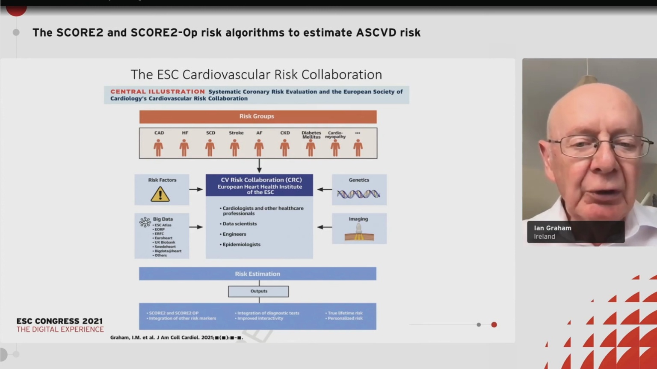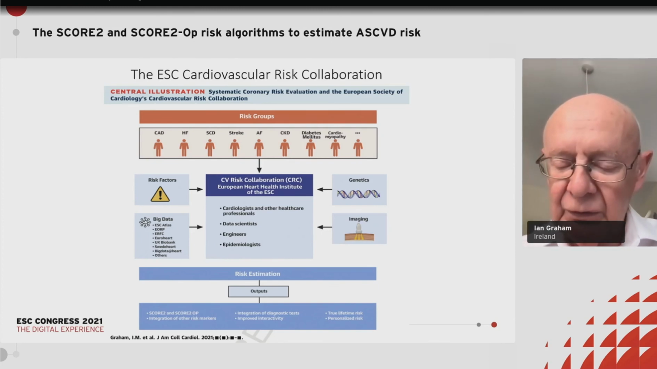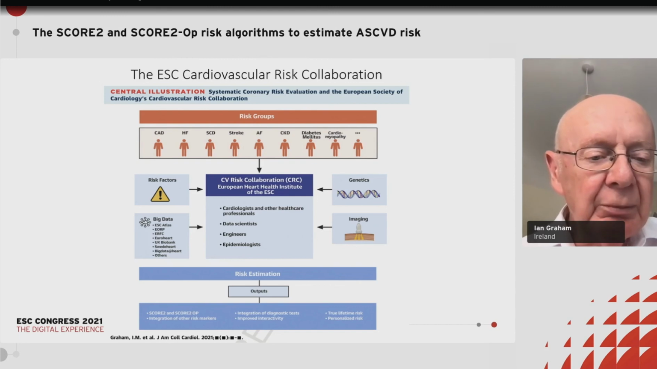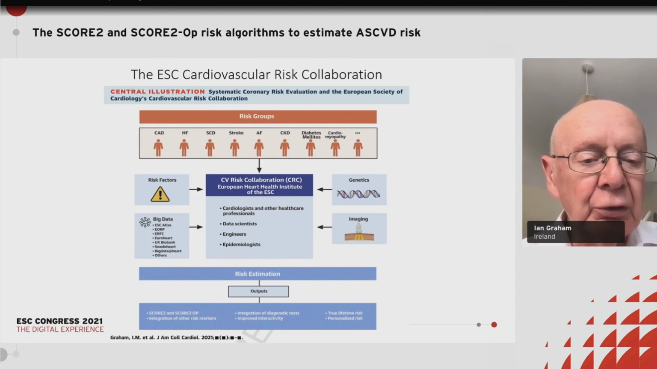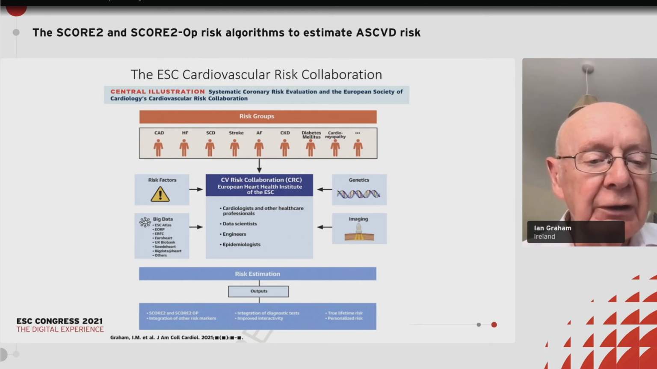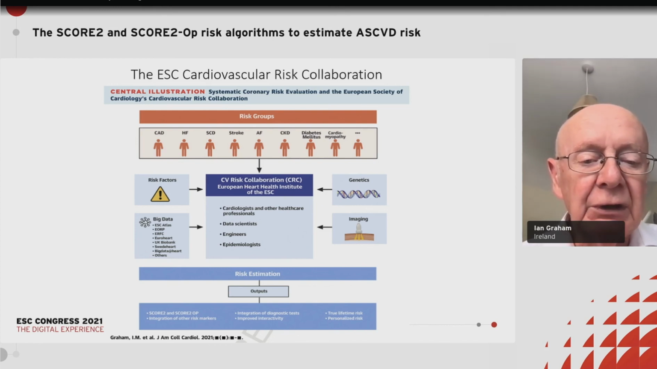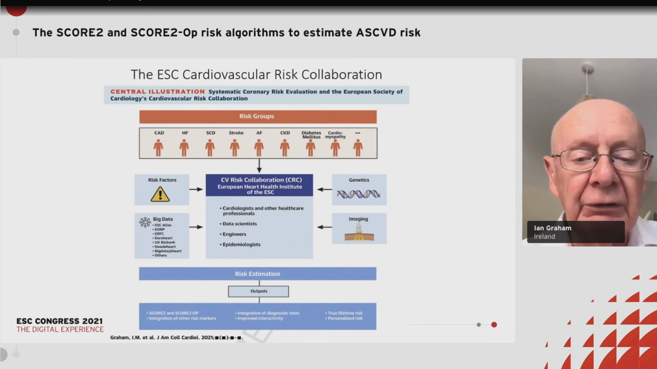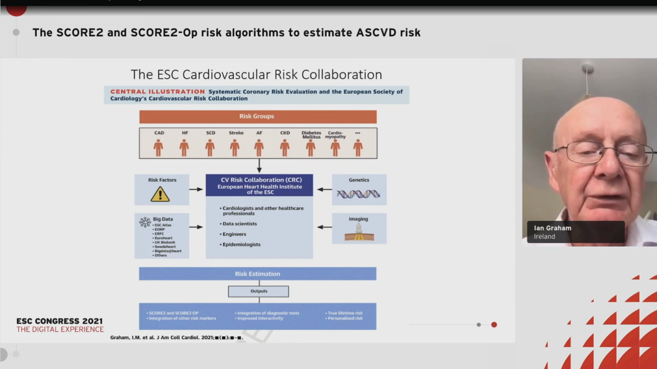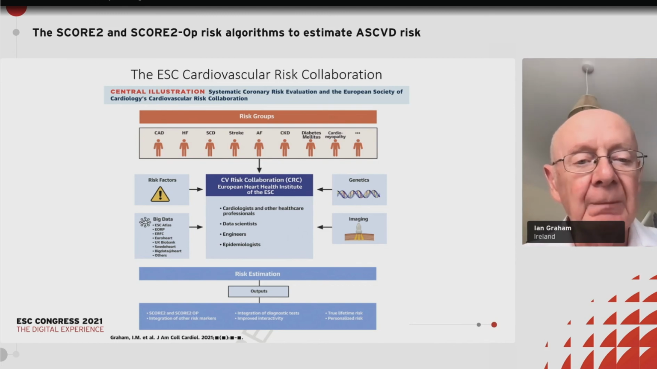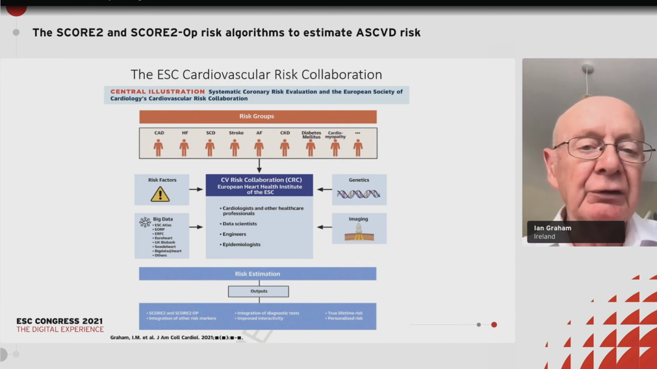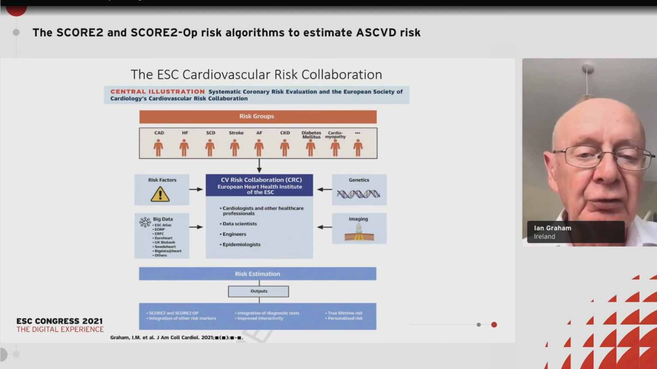This is a slight modification of the diagram that you've seen already. You'll see at the bottom the outputs. We've talked about SCORE2 and SCORE2-OP particularly today, but we're also interested in integrating other risk markers, diagnostic tests, improving interactivity, developing true lifetime risk and personalized risk. And you'll see from the top of the diagram, we're also interested in other diagnostic groups, not just coronary heart disease and stroke.